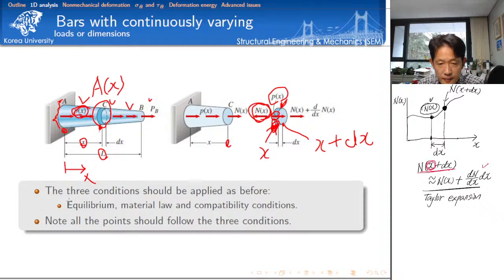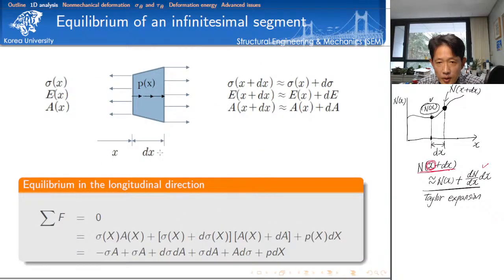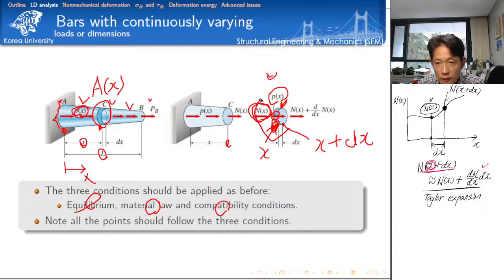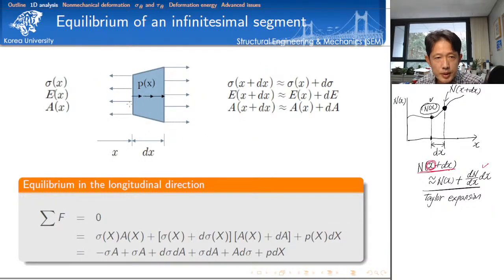So make sure that, in any case, even for the derivation of the governing equation, we always use the three conditions: equilibrium, material law, and compatibility. No exceptions, okay? No exceptions. So now we want to focus on this small segment, because this is a one-dimensional problem.